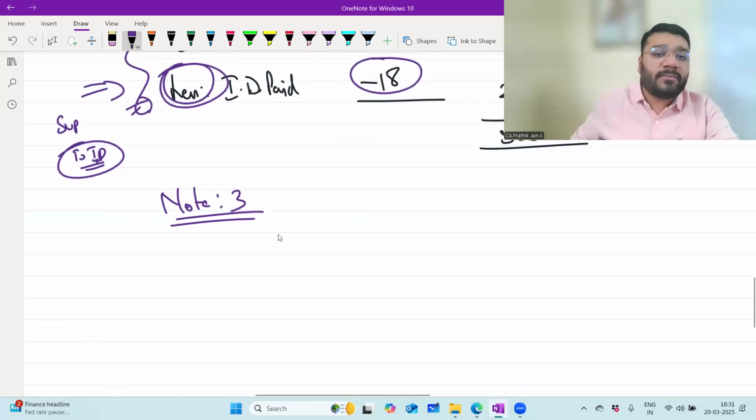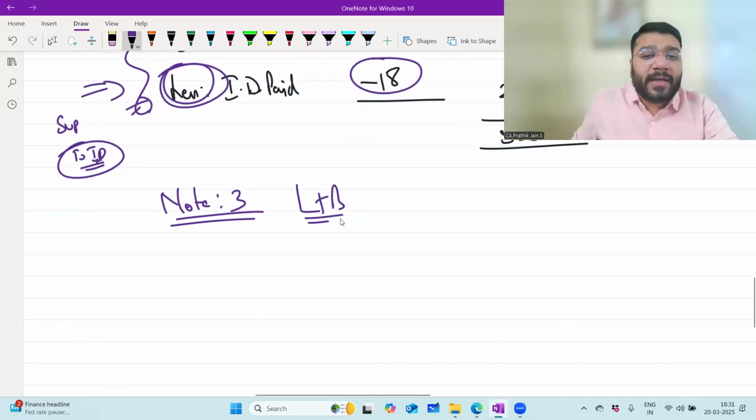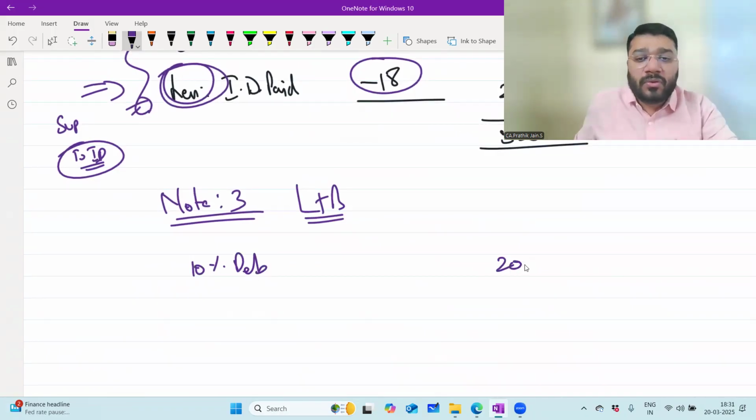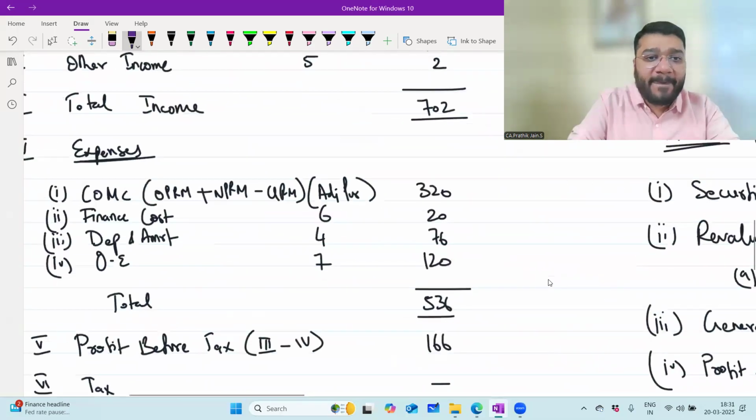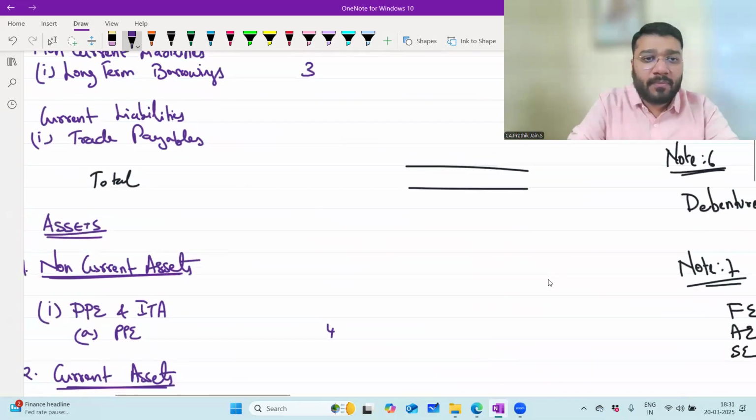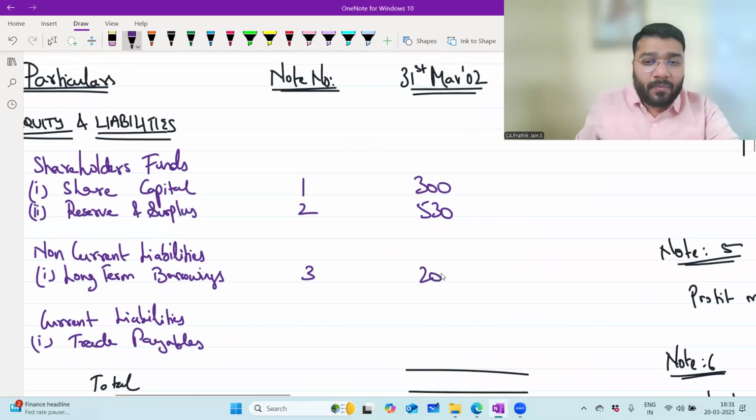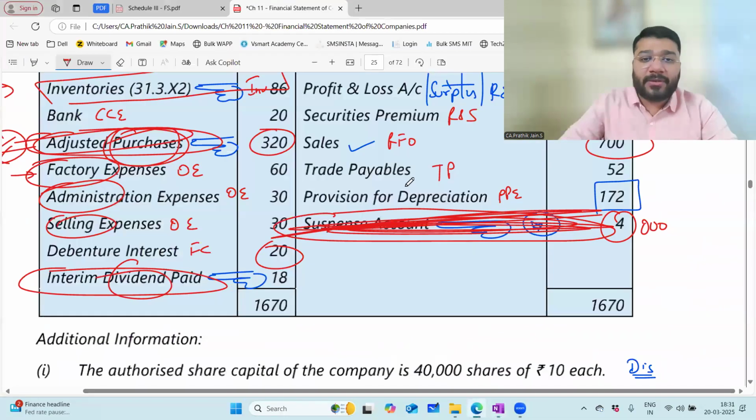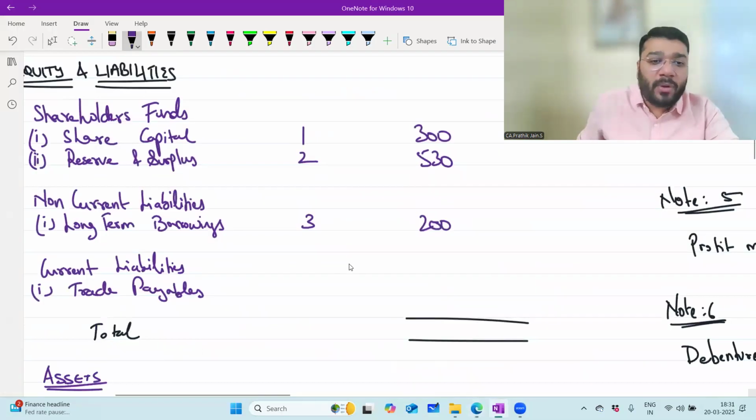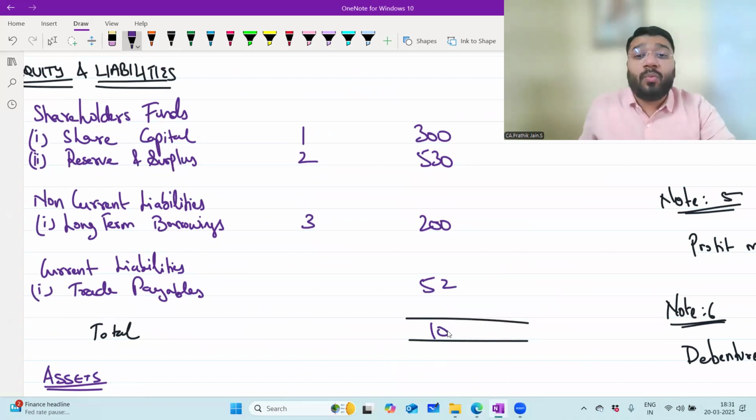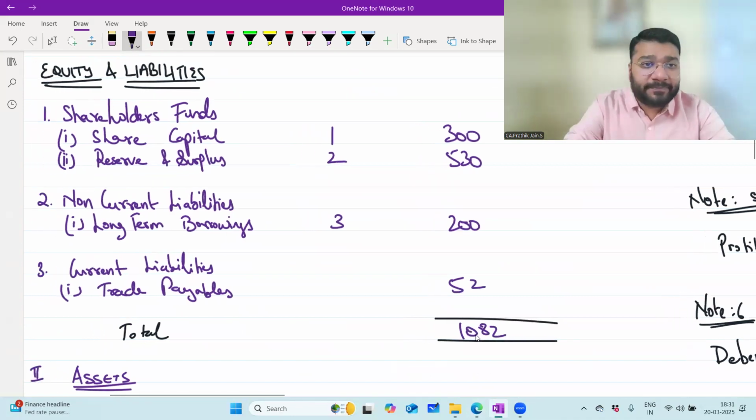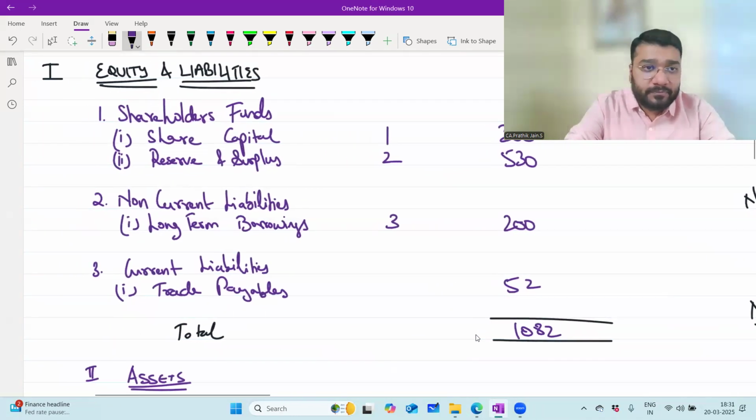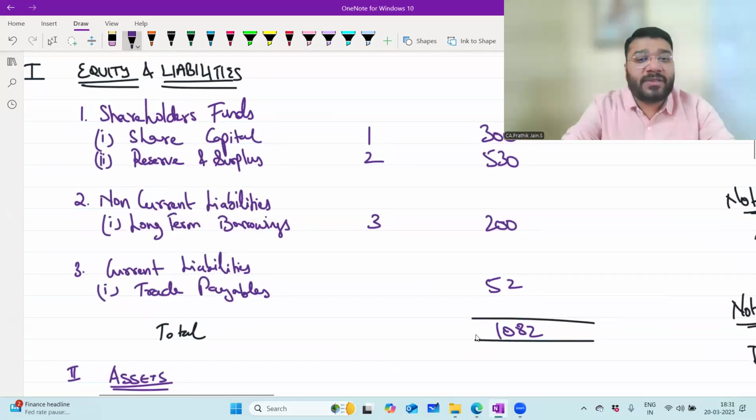Now note 3 is what? Long-term borrowing. Under that, what do we have? 10% debenture of 200. That's all, no? Okay. Trade payable, how much? 52. Now please tell me what is the total liability? 1082. Are you all getting this? This is your total balance sheet.